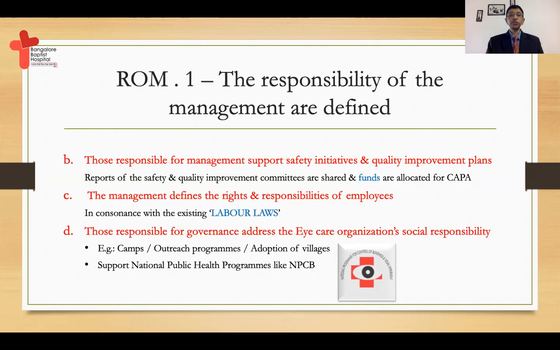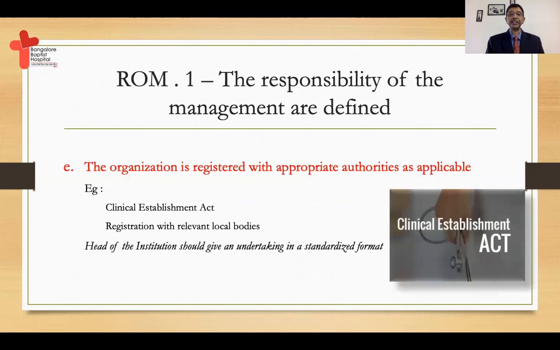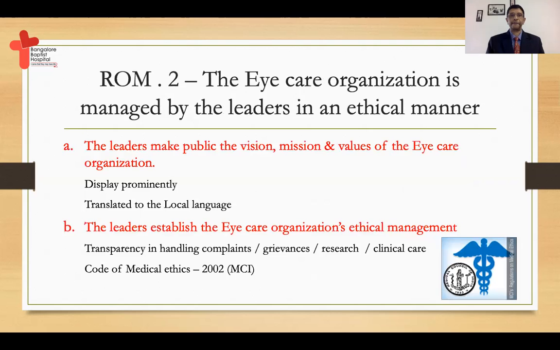1D. Those responsible for governance address the eye care organization's social responsibility. The organization must be involved in outreach programs, and they must certainly support national public health programs like the NPCB. 1E. The organization is registered with appropriate authorities as applicable. For example, the Clinical Establishment Act. The head of the institution will be expected to give an undertaking in a standardized format during the inspection.